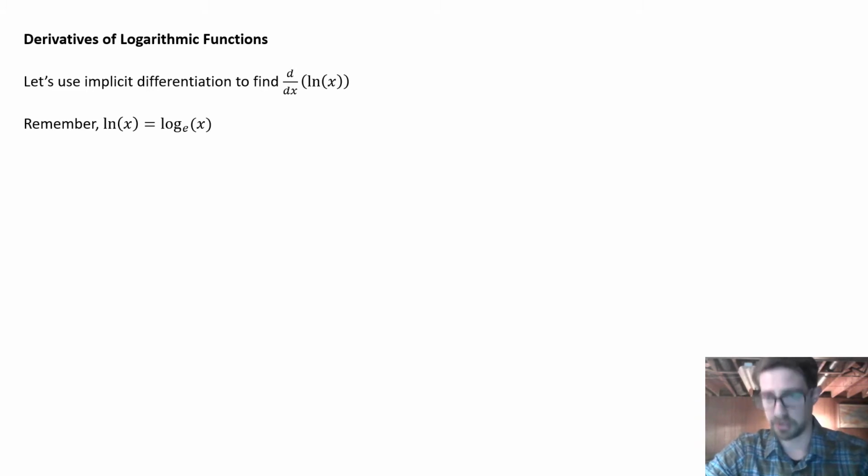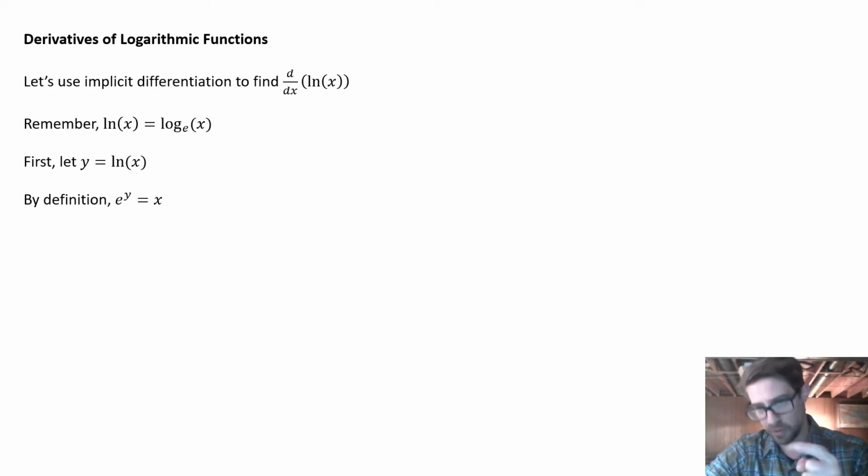So the natural log is just shorthand for a log base of e. It's just a special log base that gets its own name. So we're going to say y is ln of x, and we want to find the derivative of y. We want to find y prime, or dy dx.